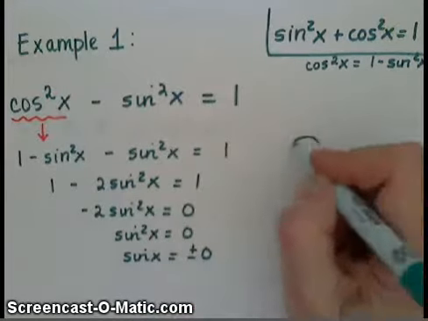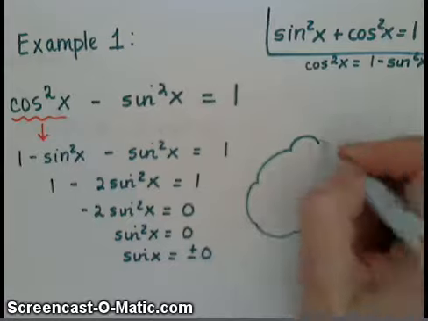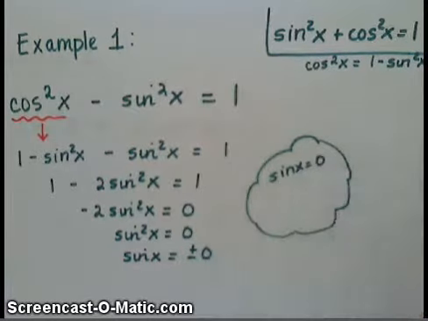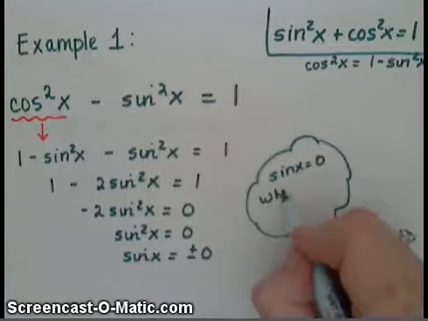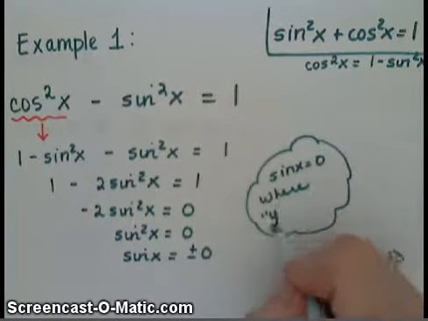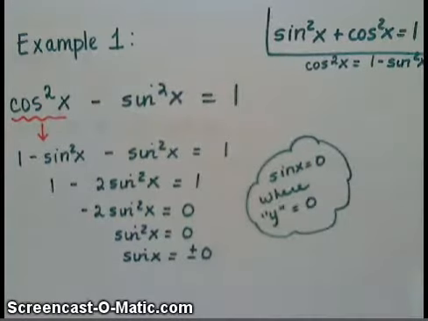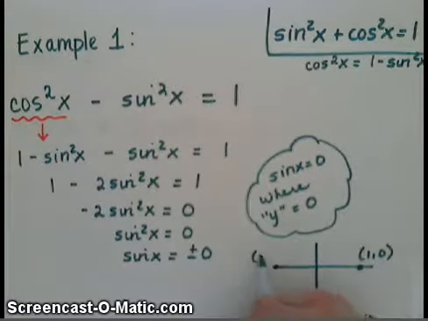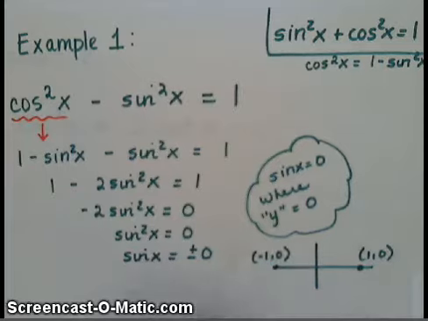Now think to yourself, sine x is equal to 0, where y is equal to 0. Let's think for a minute. Where is y equal to 0? Here at 1, 0, and here at negative 1, 0. So our two answers for x should be 0 and pi.